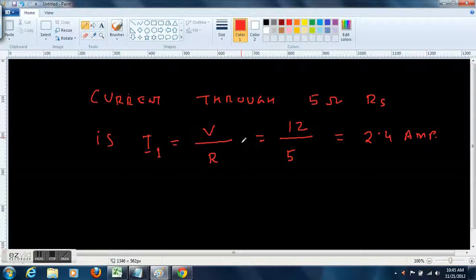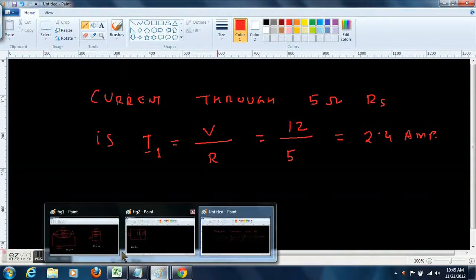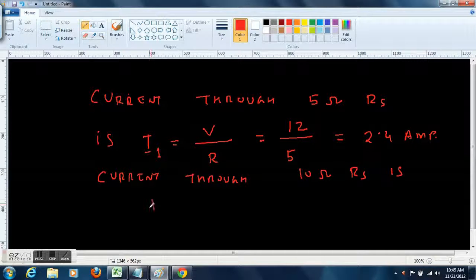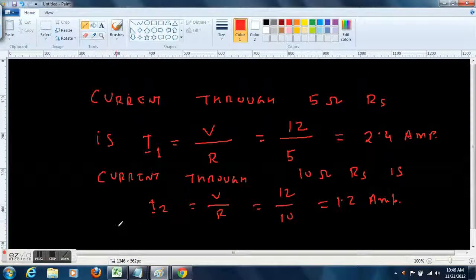Current flowing through the next one, which is 10 ohm. If that is I2, then I2 equals V upon R. Potential difference is 12, resistance is 10, so 12 by 10, which comes to 1.2 ampere.